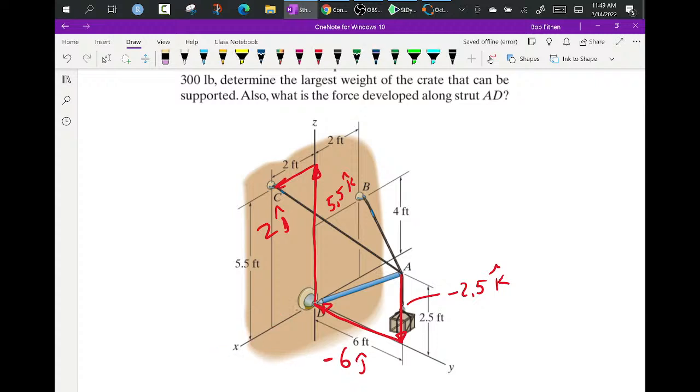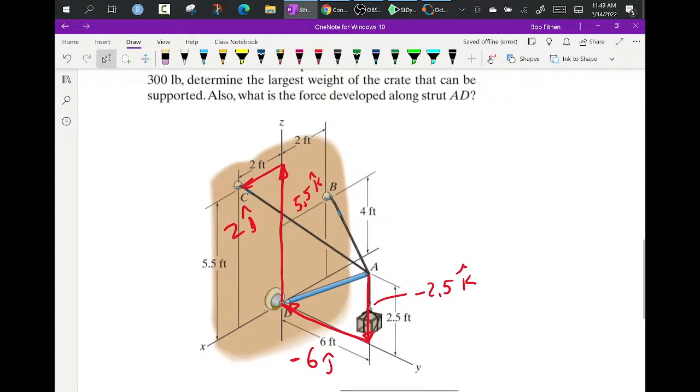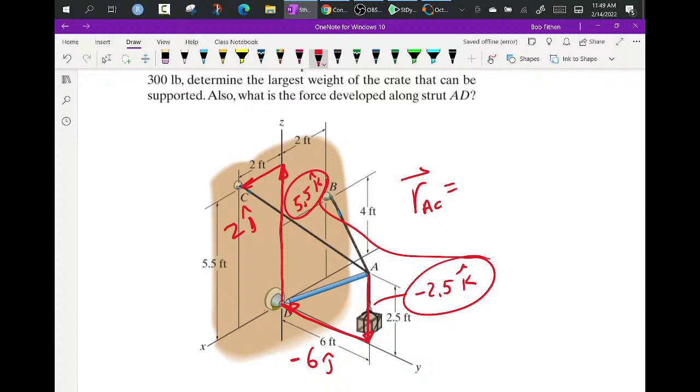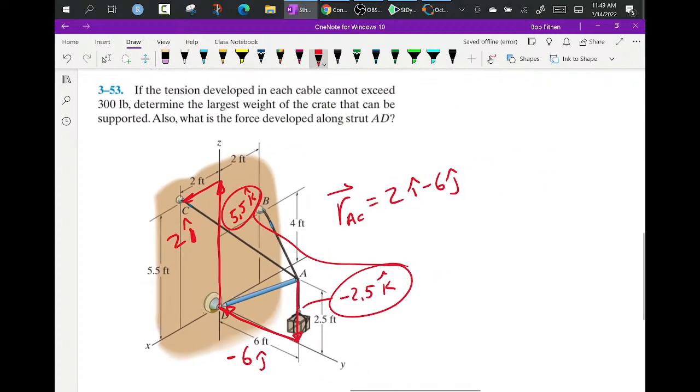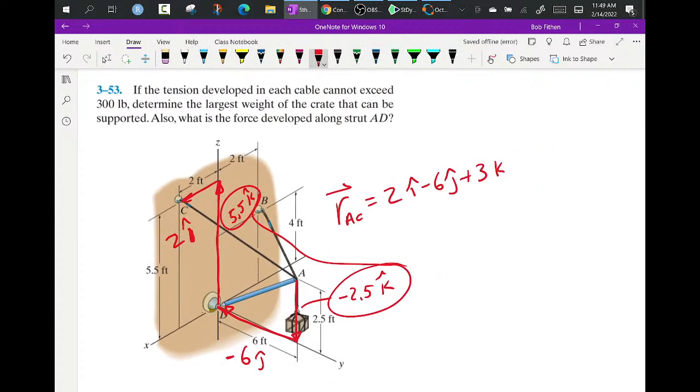Now, I hope I did all that right. So if I'm going to traverse and go from A to C, the only two I combine are these. So I've got 2I, that's an I right there, minus 6J, and then 5.5 and minus 2.5. What's that? That's 3, right? 3K.